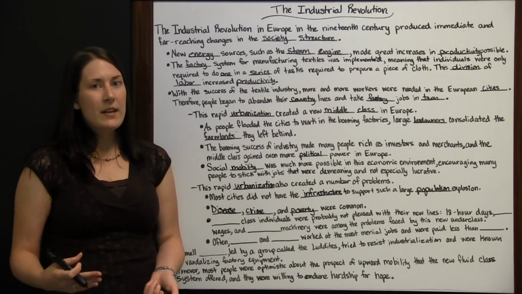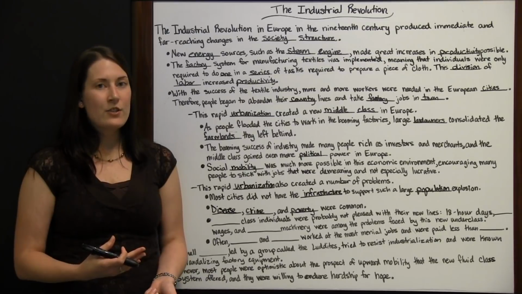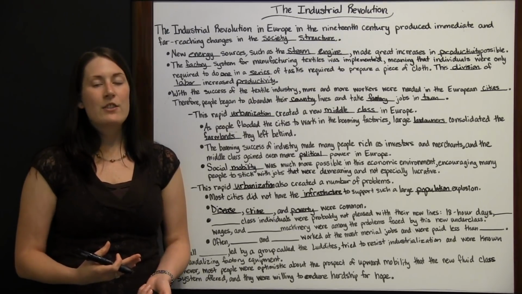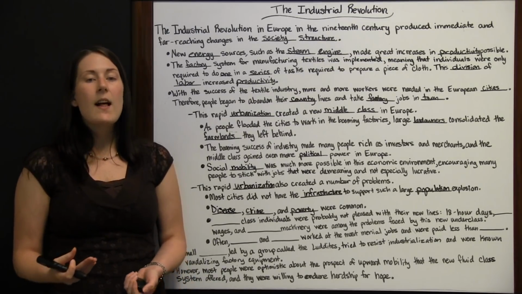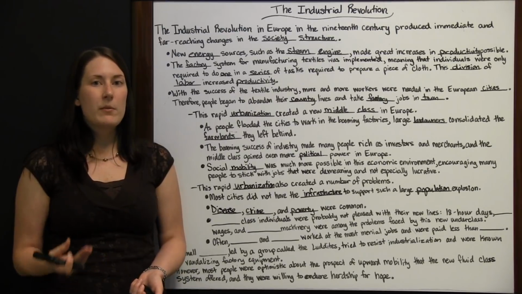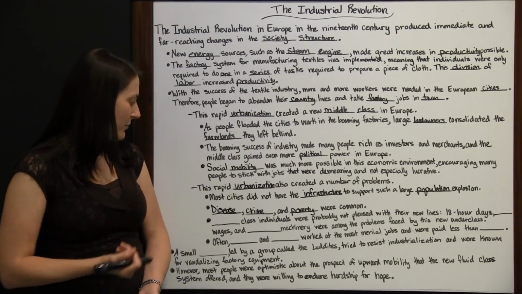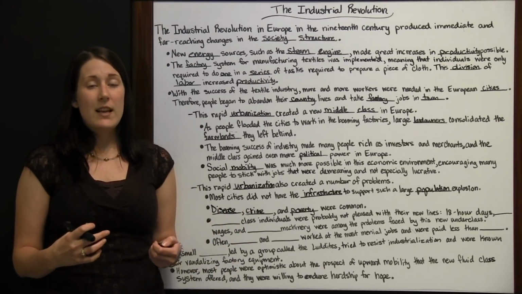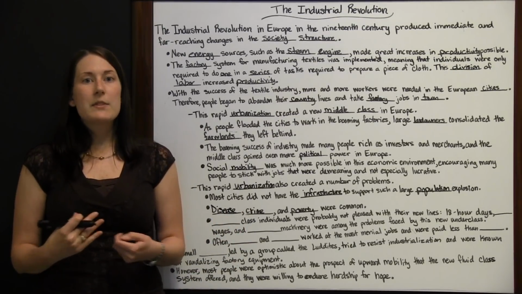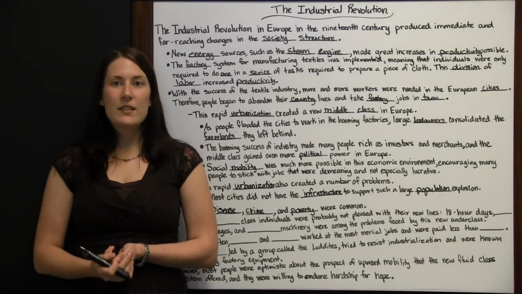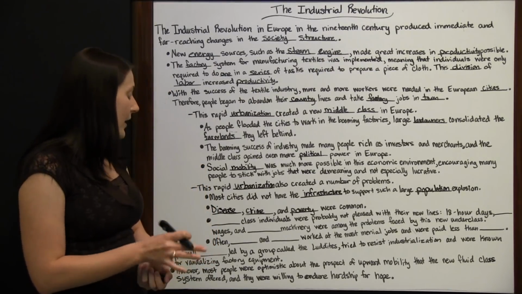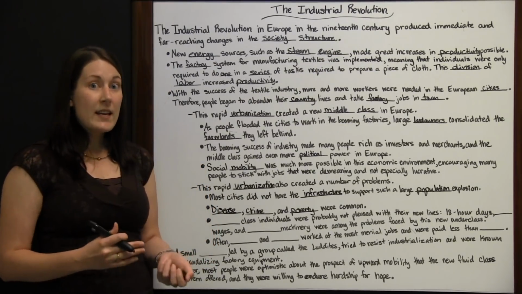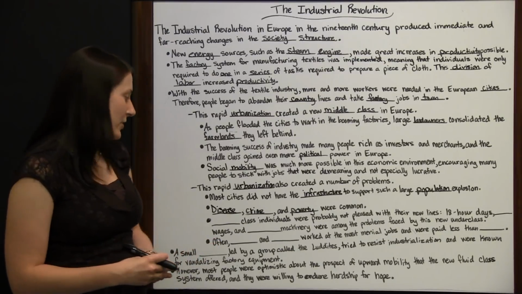Crime was common. If you didn't have money and you couldn't get a factory job, or you weren't making enough of the factory job and your family still needed to eat, then you may steal from someone to be able to make ends meet. And so crime was common. And then disease. With so many people living so closely together, if one person got sick, it was going to spread very quickly, and so disease was common. So there were some negatives to this rapid urbanization.